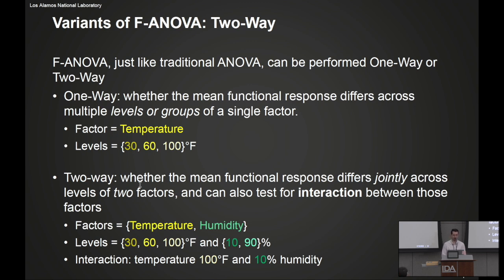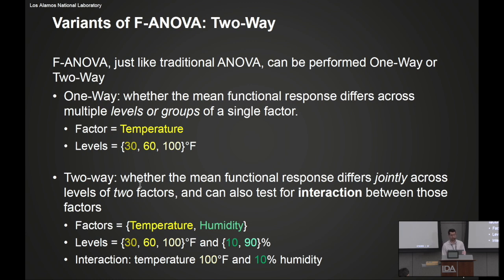In this case, we could have temperature as our factor, with three different levels: 30, 60, 100 degrees Fahrenheit. Pretty simple example. A two-way one is whether the mean functional response differs jointly across two factors. And you can also test for interactions between these factors. Just like standard ANOVA, functional analysis of variance can also support this.